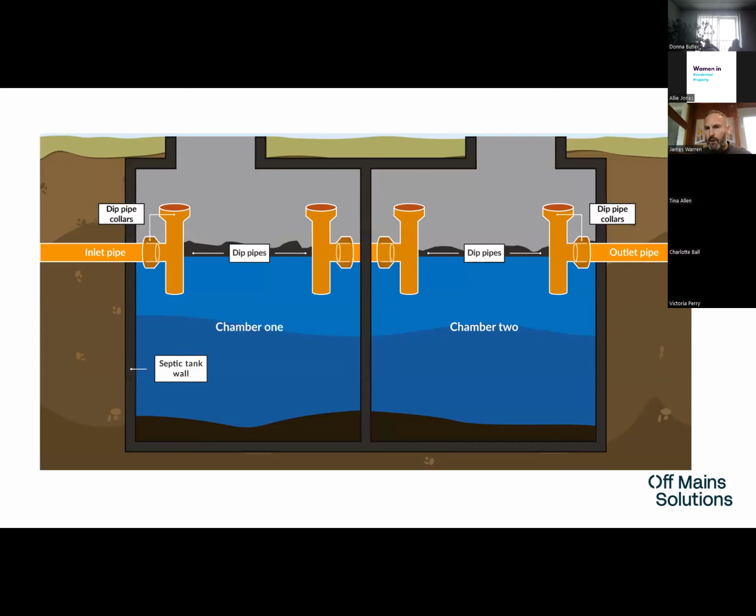And this is how it looks going. We're going to go left to right now. So we're now looking at a 2-chamber septic tank. We're going left to right. If I can first explain that there are no moving parts inside a septic tank, and the only way they work is through displacement.